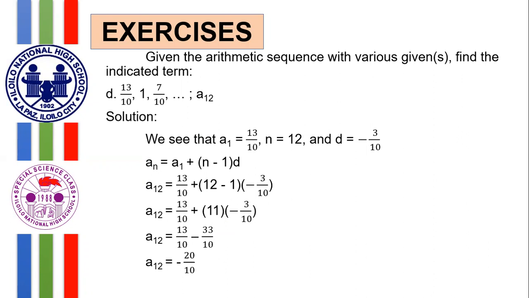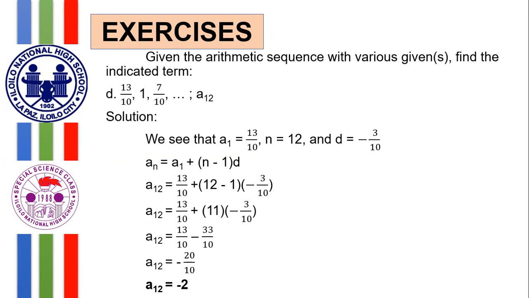So we have similar fractions here. All we have to do is subtract their numerators and copy the common denominator. 13 minus 33 is negative 20 over 10, which simplifies to negative 2. So the 12th term is negative 2. I hope you got it as well.